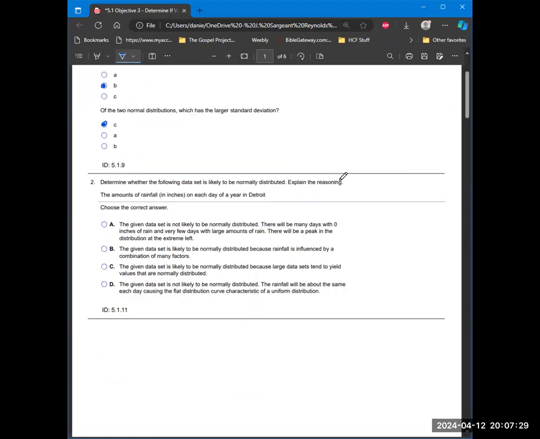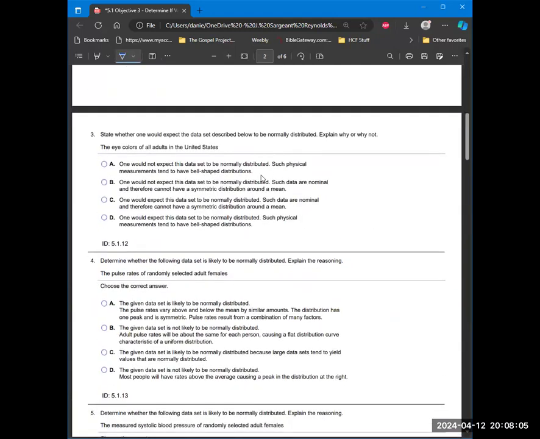Determine whether the following data set is likely to be normally distributed. Explain your reasoning: the amounts of rainfall in inches on each day of the year in Detroit. That's not very likely to be normally distributed. There will be many days with 0 inches of rain and very few days with large amounts of rain. There will be a peak in the distribution to the extreme left.